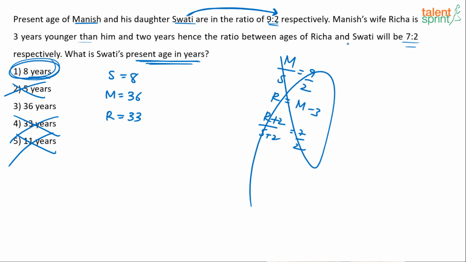Now 2 years hence, the ratio of Richa and Swati. Richa's age after 2 years will be 35. Swati's age after 2 years will be 10. What is the ratio? 35 and 10, the ratio is 7:2 or not? Yes, 35 by 10 is 7 by 2. Does it satisfy the condition? Yes. So option 1 has to be the answer.